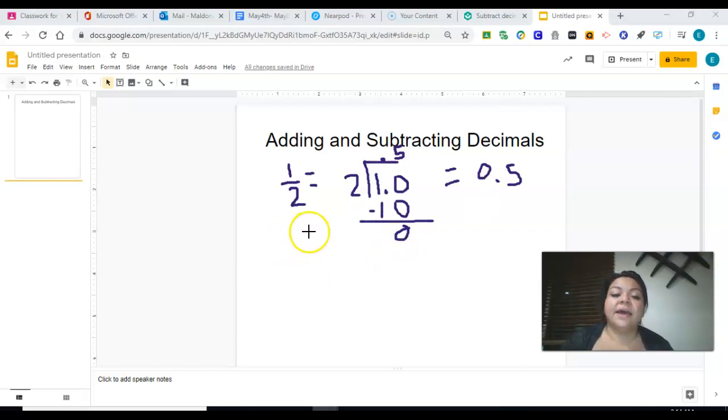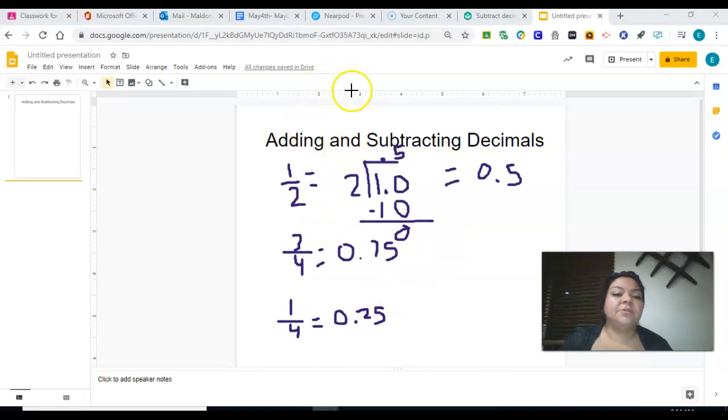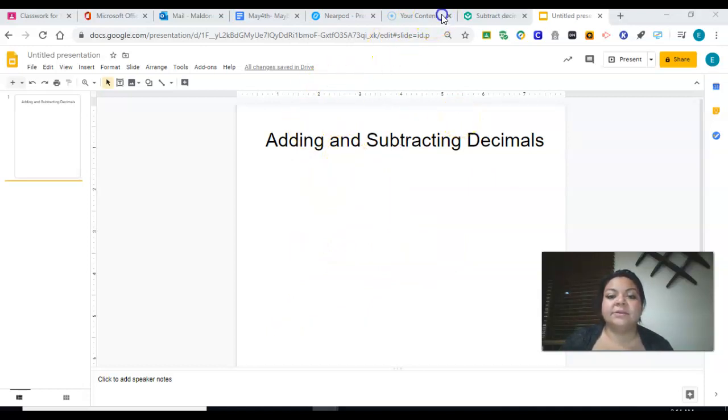You can also think that 3/4 is equal to 75 cents, right? You can also think that 1/4 is the same as 25 cents. So that's actually 0.25. That's just a little way that you can remember that. Now let me put another example that is not like these.